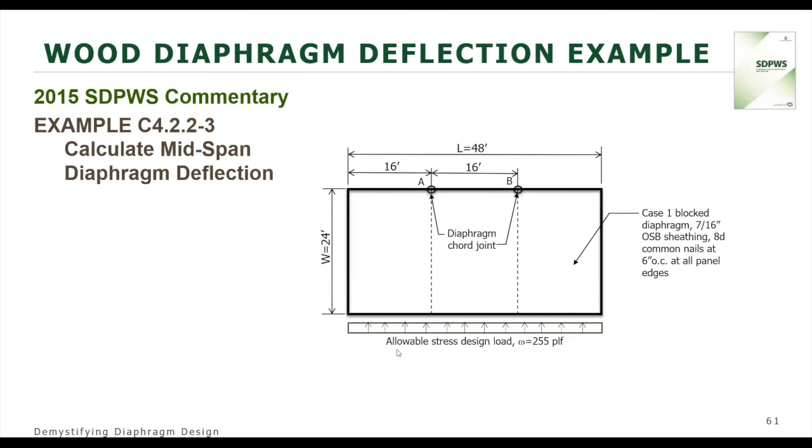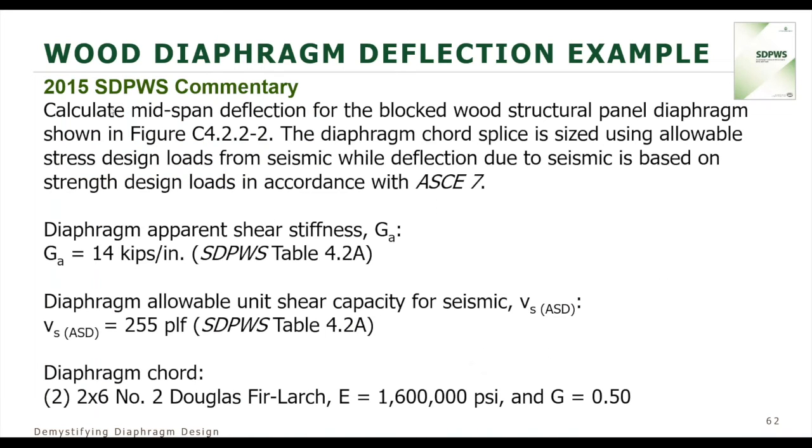And our applied load happens to be the capacity of the diaphragm. So in this case, we're assuming that the capacity of the diaphragm is going to be our applied load to the diaphragm. Now, as engineers or designers of diaphragms, you will most likely use your actual induced load on the diaphragm rather than the allowable diaphragm load capacity, but in this case, again, we're going to use the 255 pounds per linear foot. So we are going to calculate the mid-span deflection for the blocked wood structural panel diaphragm, and then we're also going to design the chord splice.